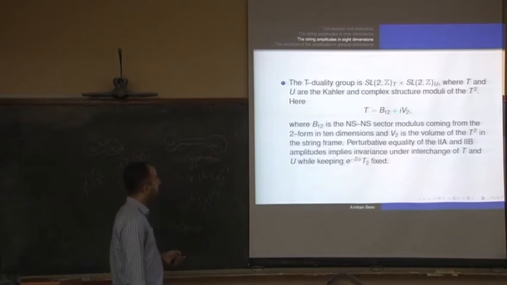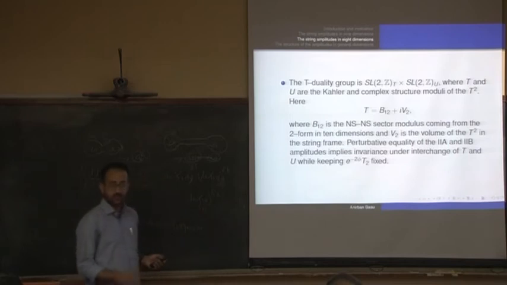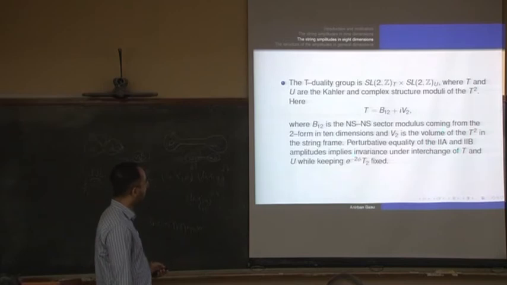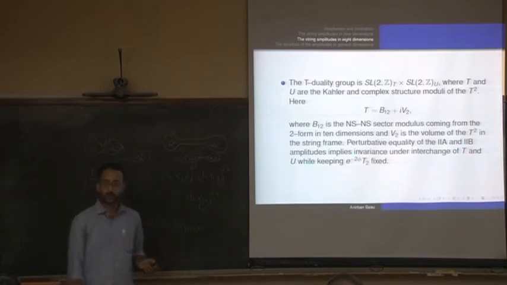T, the imaginary part is the volume, and B1 is the NSNS sector coming from the 2-form in 10 dimensions. There is only one of them, the B1, 2. And B2 is the volume of the T in the string frame. Now, perturbative equality of 2A and 2B implies invariance and interchange of T and U, while keeping e to the minus 2 phi T2 free.